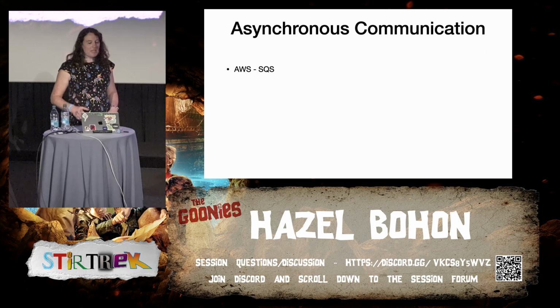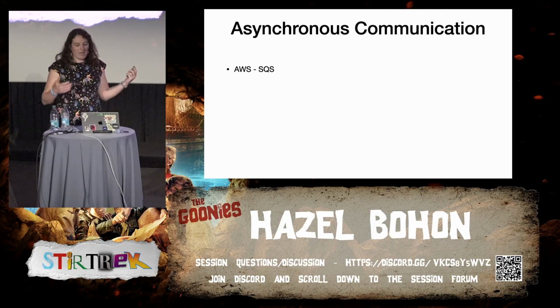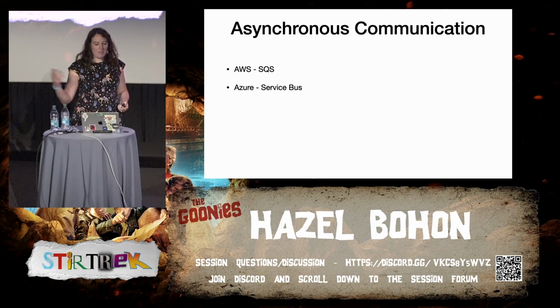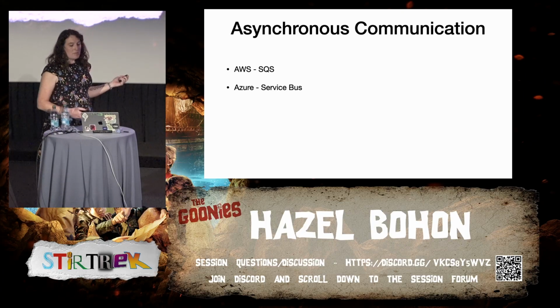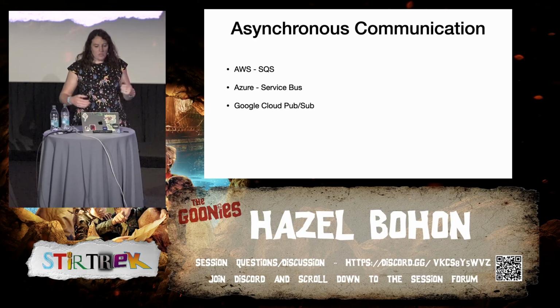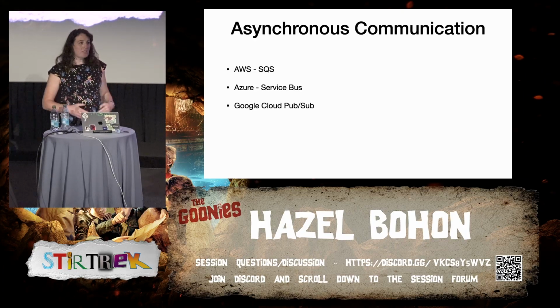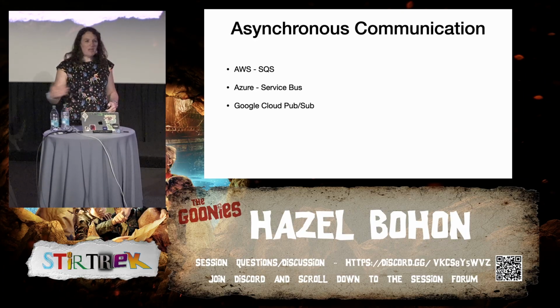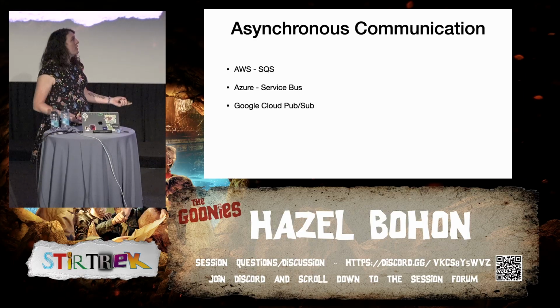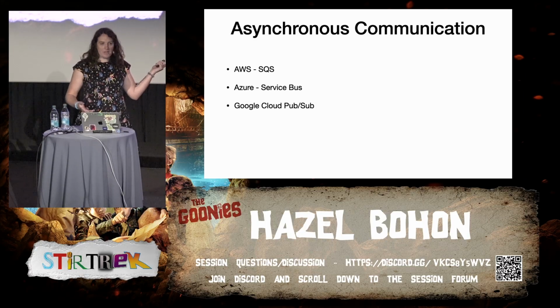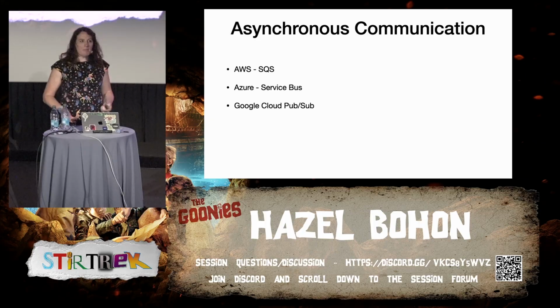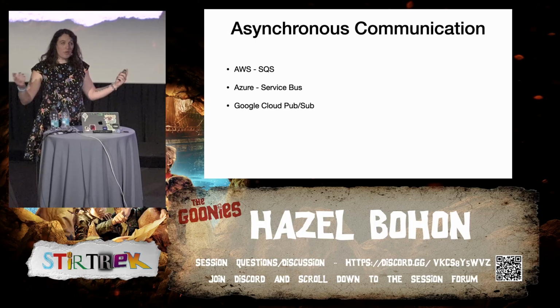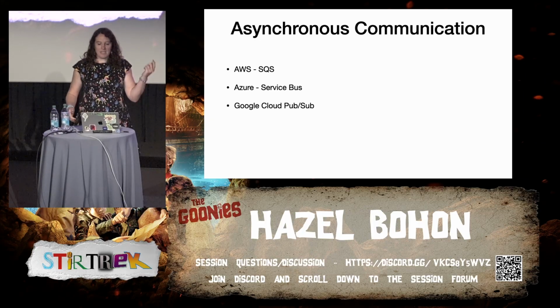For asynchronous communication, AWS has SQS as a native option. Azure has Service Bus. And Google Cloud has their Pub/Sub service. So you can actually get cloud-native message queues available to you if you're working in any of the cloud environments. And I would definitely recommend them. All of them do a great job of serving as a message queue.